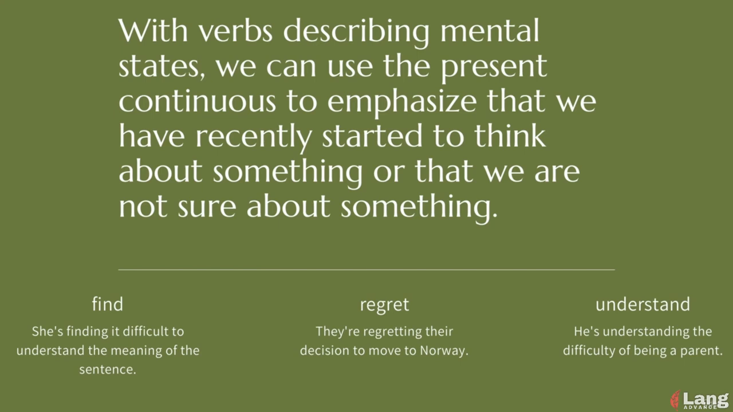So we have 3 examples: find, regret, or understand. She's finding it difficult to understand the meaning of the sentence. They're regretting their decision to move to Norway. He's understanding the difficulty of being a parent. In these 3 examples, the verbs are describing mental states, but we use present continuous to emphasize that we have recently started to think about something or that we're not sure about something.